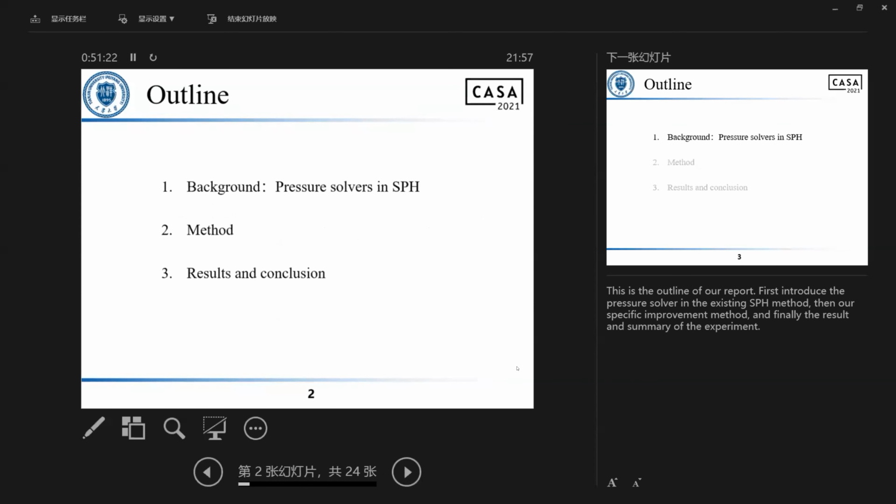This is the outline of our report. First, introduce the pressure solver in the existing SPH method, then our specific improvement method, and finally the result and the summary of the experiment.